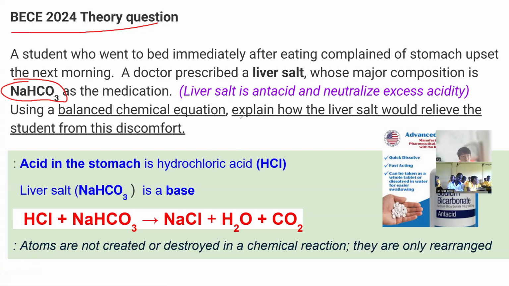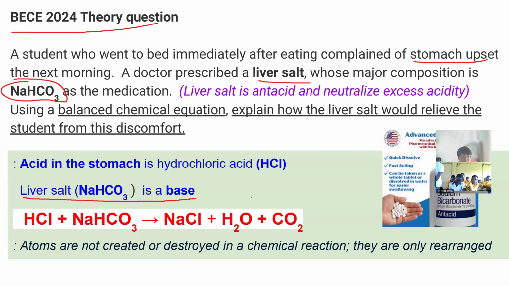So we can look at this in a sense of a neutralization reaction. So this student's chief complaint is stomach upset, and that can be caused by a lot of things, but we can tell that it's asking for a liver salt. And it's a base because it has NaHCO3. It can accept a hydrogen ion. Since we know liver salt is a base, we can tell that it takes part in the neutralization reaction of stomach acid.